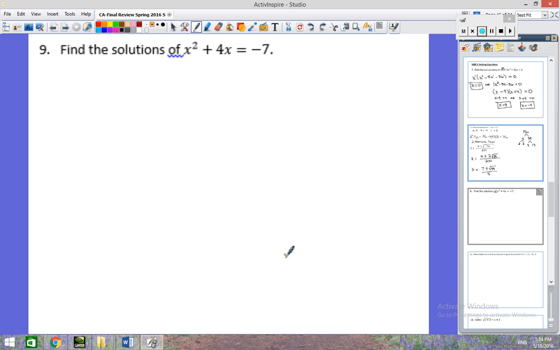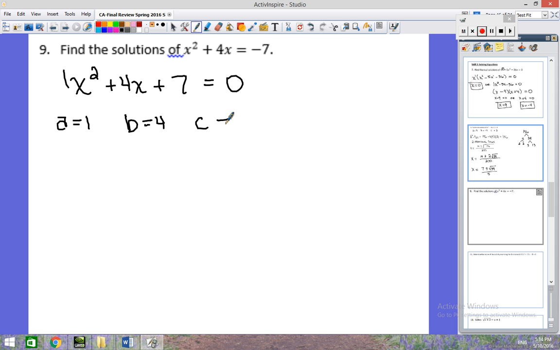Alright, so let's take a look. We have another quadratic equation. But it's not in standard form. It's not equal to 0. So you have to be careful. You need to add 7 to both sides. You need this to be 0. Well, once again, I can't factor this, so I'm going to have to use the quadratic formula. A is equal to 1, B is equal to 4, C is equal to 7.